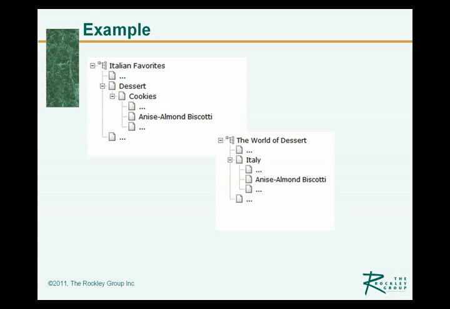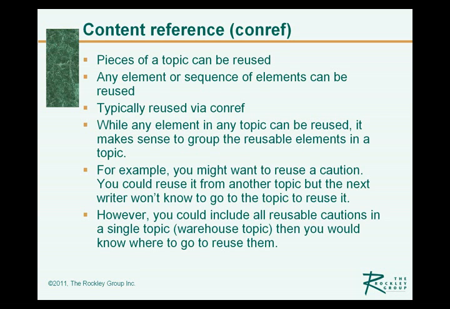So here's just a simple example. I'm creating a recipe book, and I've got a variety of different recipes. And I could have Italian recipes, and I could put something like anise almond biscotti underneath the cookies. But I could also group it, say, by country. And so my anise almond biscotti can appear under Italy. So someone could look up recipes for Italy under the world of dessert. I can do so many things with how I organize my information.